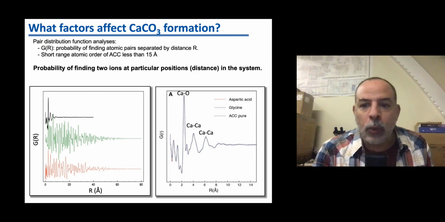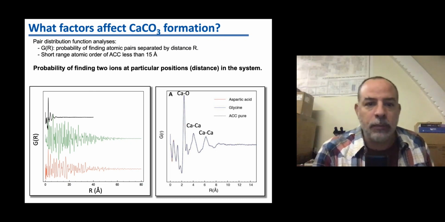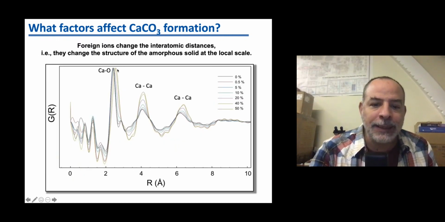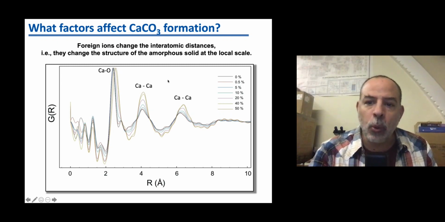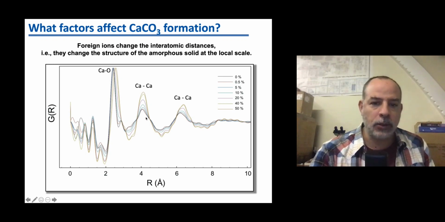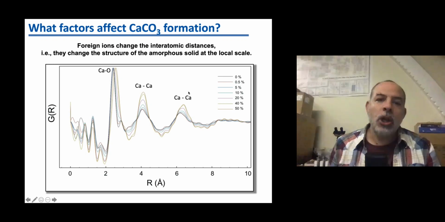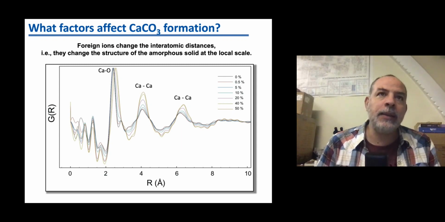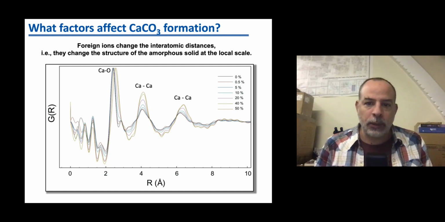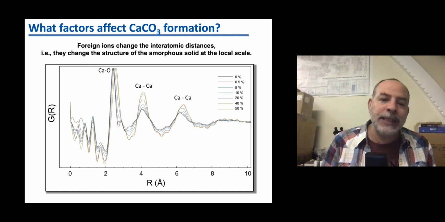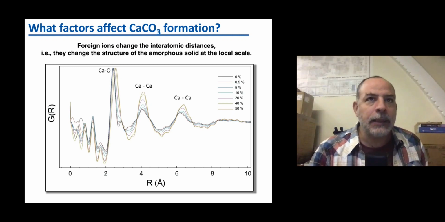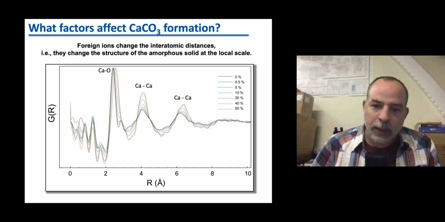But, for example, when we play with particular ions, such as magnesium or strontium, this structure can change. You can see here that the calcium-oxygen distances increase when you have more strontium, more magnesium. And this is what you see also here. So what we see is that foreign ions can change the interatomic distances in the structure of this amorphous calcium carbonate. They change the structure of this solid at the local or atomic scale. And this translates into different thermodynamic properties.